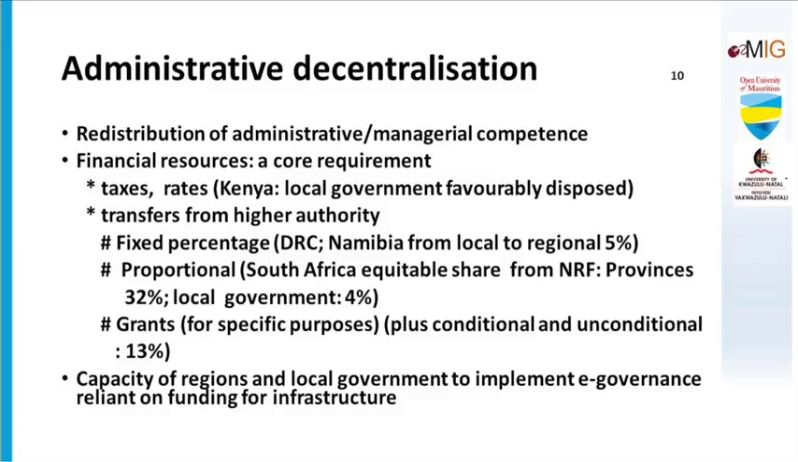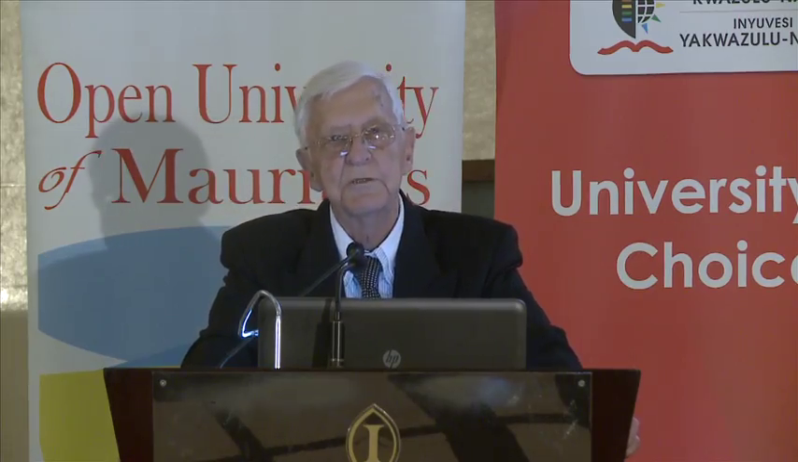Only in the DRC, there's a fixed percentage, and in Namibia, subnational governments are financed with 5% of revenue from the local level. And in South Africa, there is a so-called equitable share from the National Revenue Fund, but if you look at it, you'll notice that only 13% of that fund ultimately, together with the grants, go to municipalities, although most of the services are delivered by municipalities or take place within a municipality.